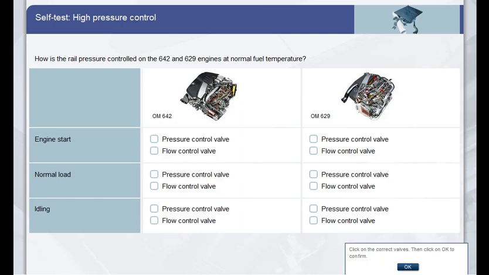How is the rail pressure controlled on the 642 and 629 engines at normal fuel temperature? Click on the correct valves for each situation and then on OK to confirm.